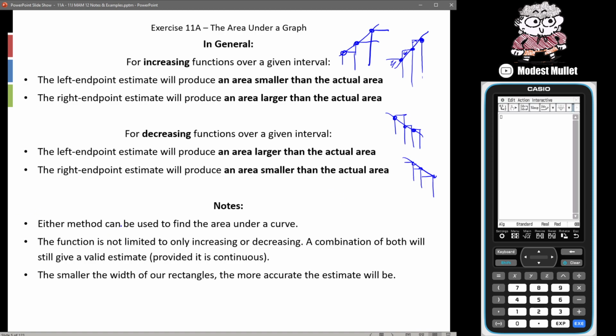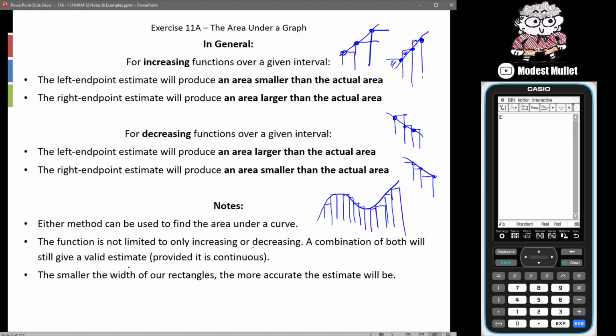As it says here, either method can be used to find the area under the curve. The function is not limited to only increasing or decreasing. You could do this on a curve that's like that. You just have to be careful with drawing in. If you decide to do, say in this case, left, you have to do left the whole way. Left matching. So you can see at some points it'll be overestimating, at some points it'll be underestimating. But you can use it on a function that's not purely increasing or purely decreasing.